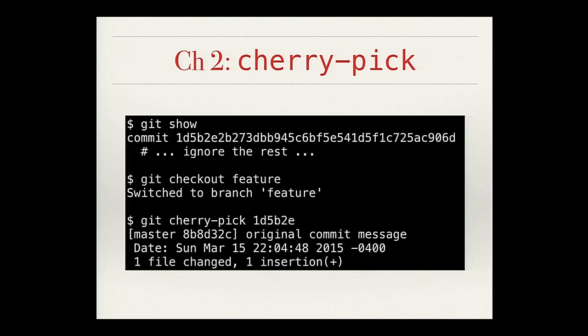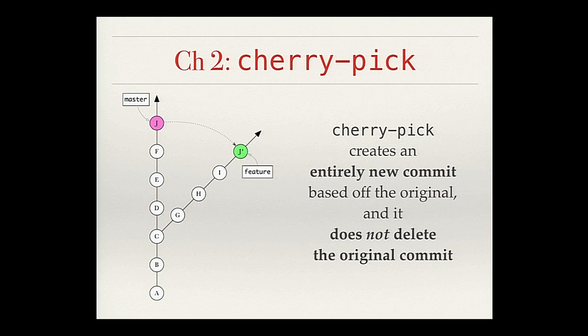It's just a shortcut. So what cherry pick actually does when you run this is it's going to create an entirely new commit, which is based off the original with the same diff and the same commit message. And it's going to add it to the branch that you specify. It does not delete the original commit. It keeps the original one around because cherry picking just makes copies.